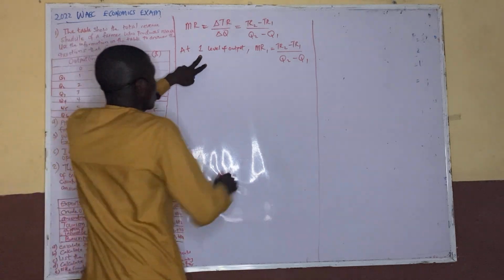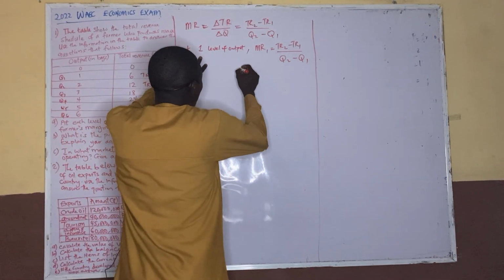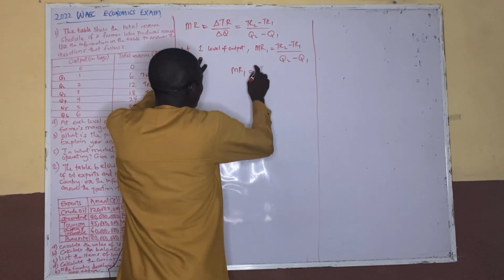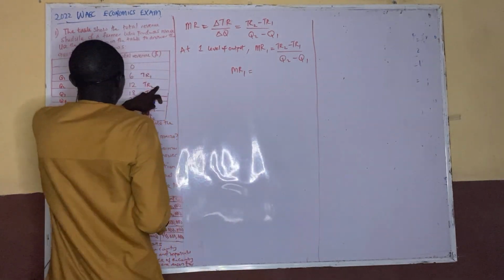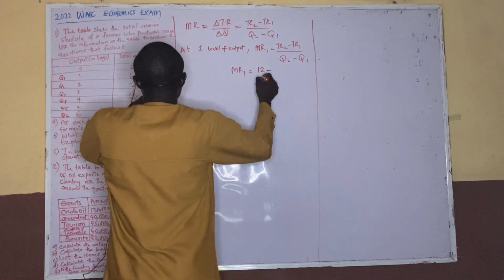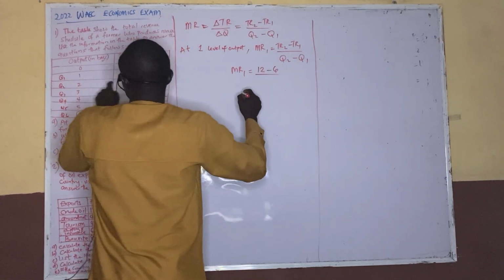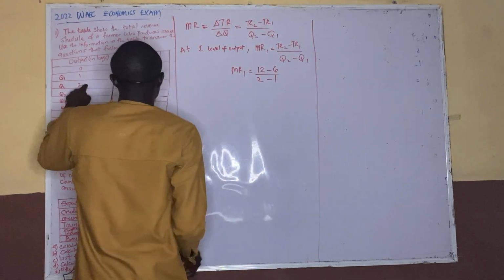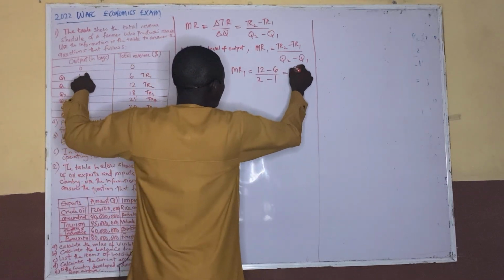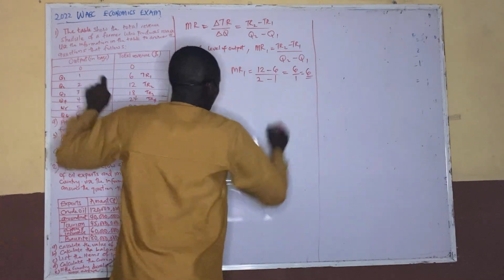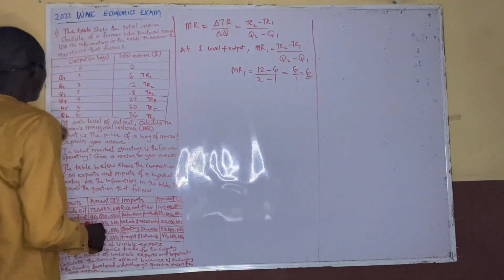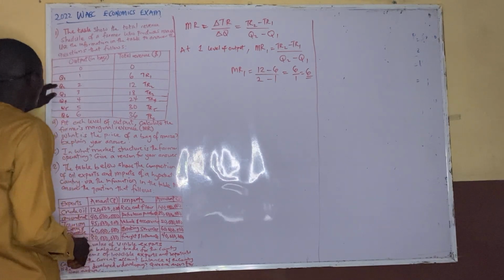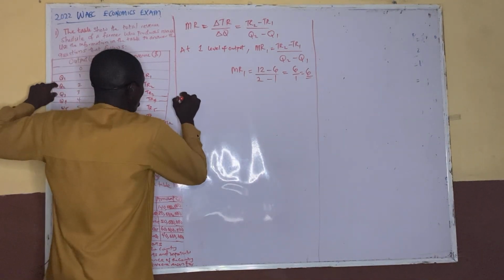So what would be our MR here? MR1 is equal to, now what's your TR2? Your TR2 is 12 minus TR1, which is 6, all over Q2, which is 2, minus 1, which is Q1. So we have 6 all over 1, which is also 6. So that's that for that one. The marginal revenue between this and this is 6. So the marginal revenue at the output of 2 and 3, the marginal revenue at what?